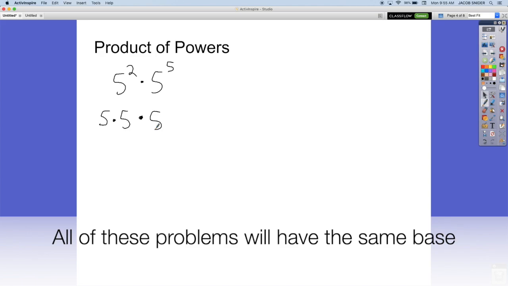Let me get a different color up here so you can see a little bit better. Okay, so 5 times, there's 1, there's 2, there's 3, there's 4, and there's 5. Now, how many different 5s do I have up there? If I want to simplify this, how many do I have? I got 1, 2, 3, 4, 5, 6, 7. So really my answer could be written as 5 to the 7th power.